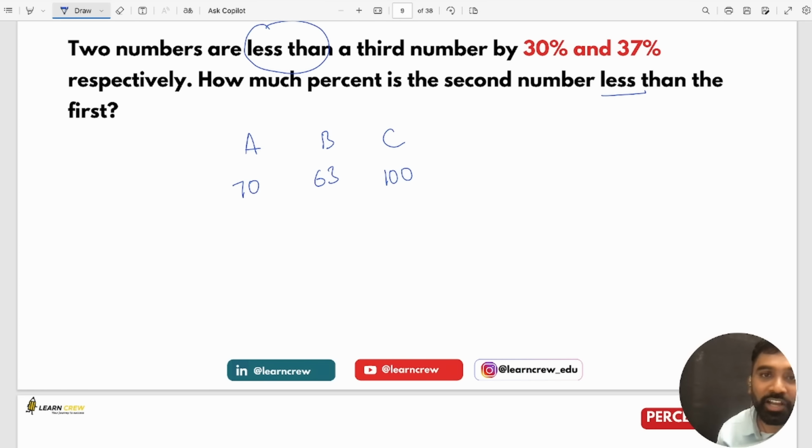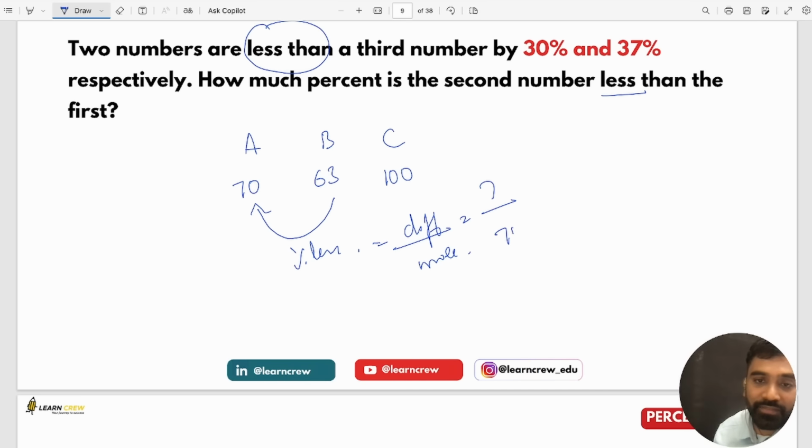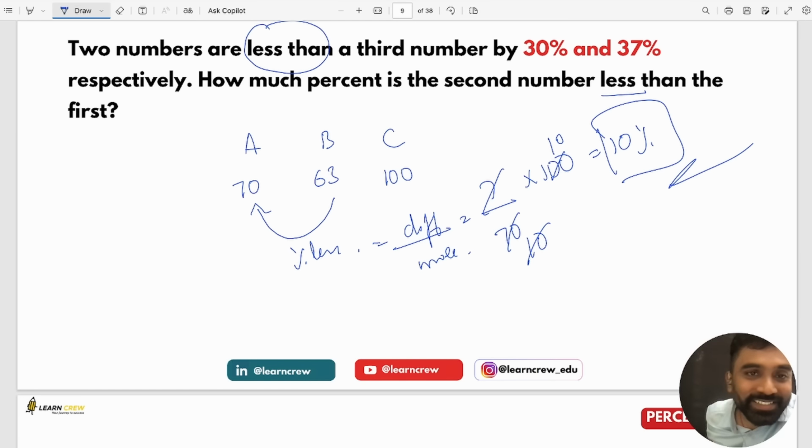By how much percent is the second number less than the first number? Percentage less, what will you do, sir? Difference divided by the higher number. What is the difference? 7, divided by the higher number, 70, into 100. 7 will go 10 times, 10 will go 10 times. This is nothing but 10%. Absolutely fine. This is the way of solving this question under 10 or 20 seconds.